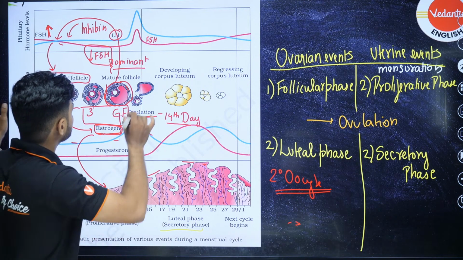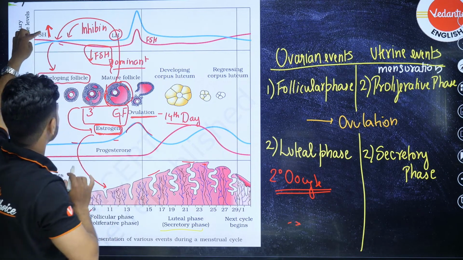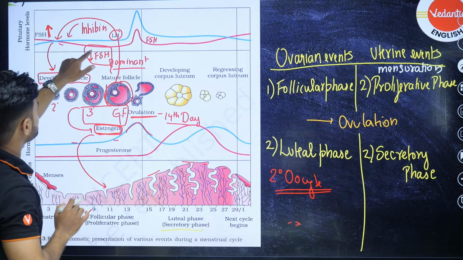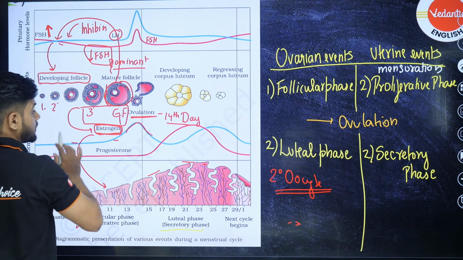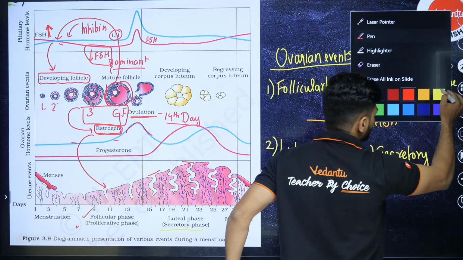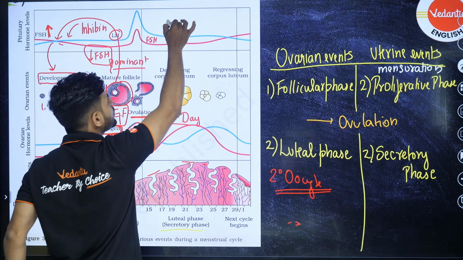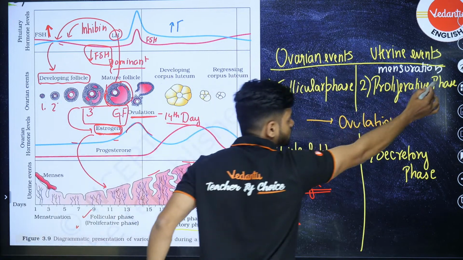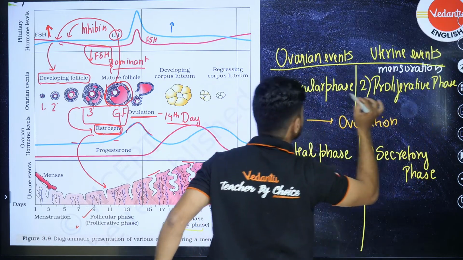Listen to me very carefully. Can you see? This red one is FSH, right? Blue one is LH. I'll write with blue now. What happens now? Can you see there is an increase in the level of LH here?